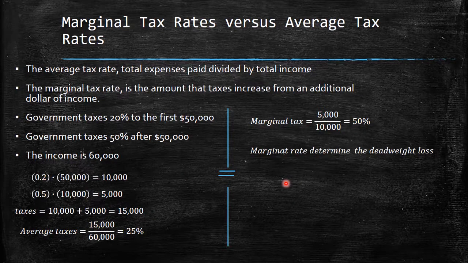So this marginal rate determines the deadweight loss. Why? Because naturally it is what distorts incentives in some way. It determines if you really will work more to receive more money, because you say, okay, if I work more than this 50,000, it will be charged at 50%. So maybe I'll stay at this part, so I will not produce more. So this could be the deadweight loss for this new tax.